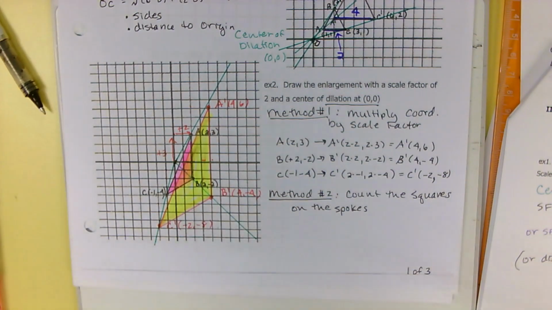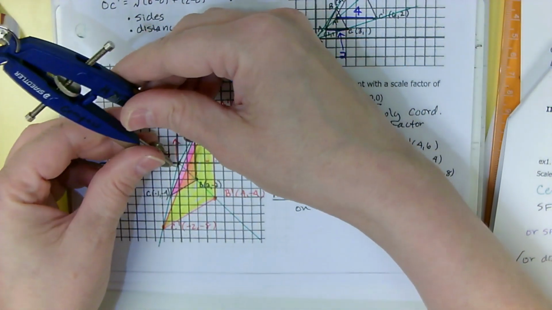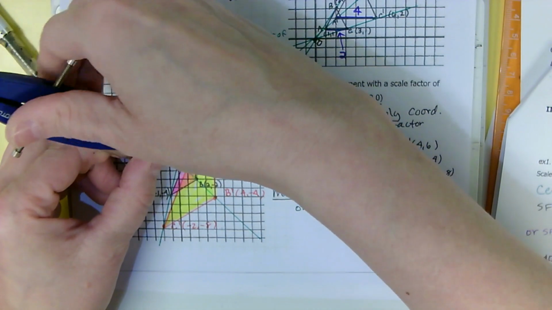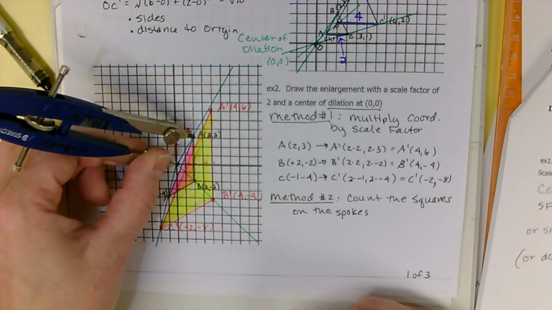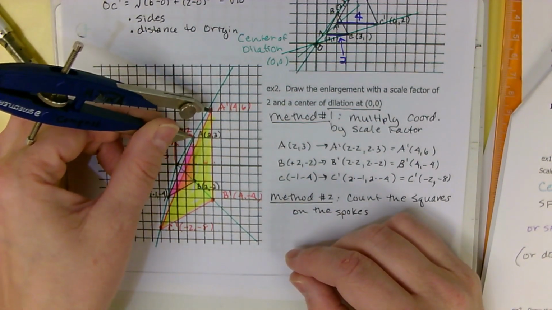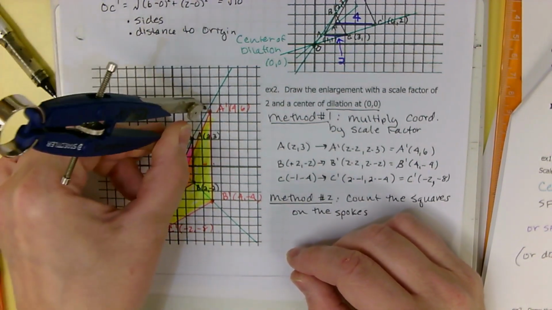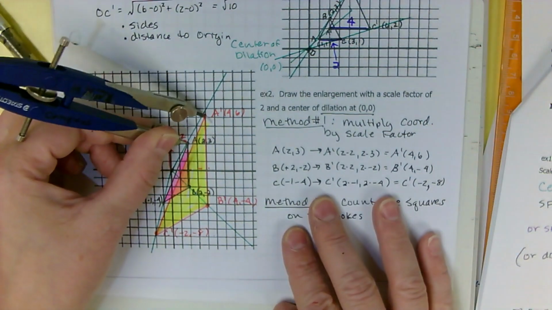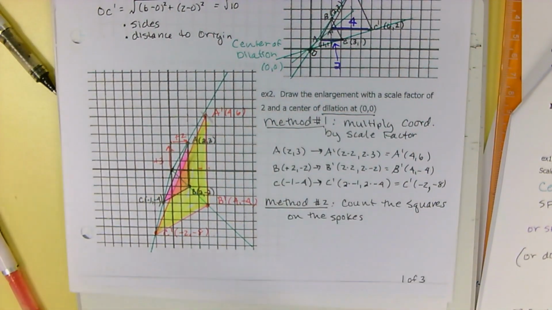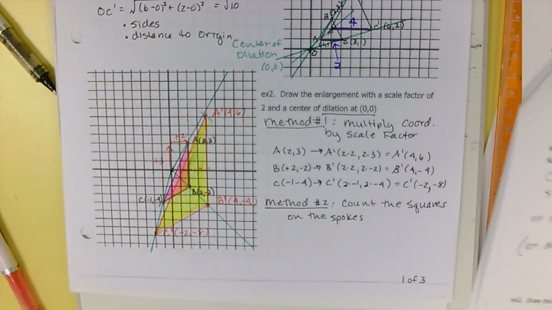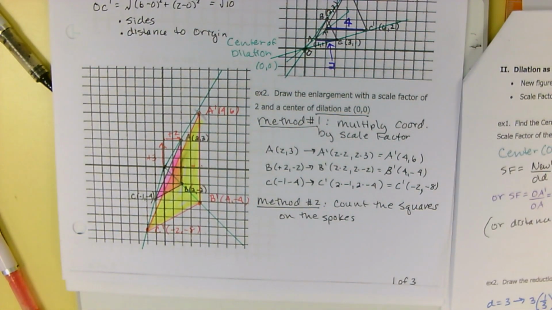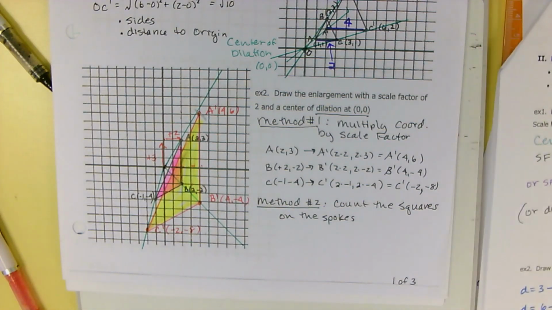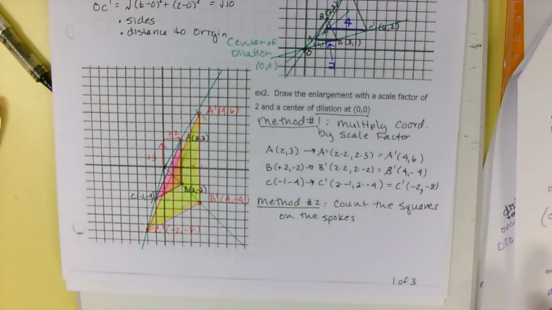If you're dealing with really weird distances, here's a trick you can use. You can use your compass to measure from the point of dilation to the original, and then pick it up and measure it again and make a mark. So you can also do it using a compass, which I oftentimes do. I prefer the compass. It's fast, but both ways work.